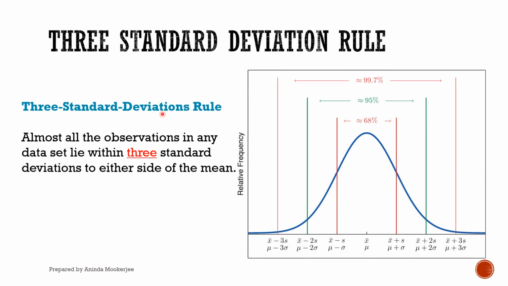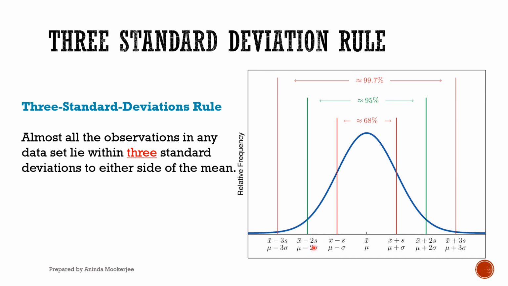We'll now talk about a special rule called the 3 standard deviation rule. And this tells us about the distribution of data, the proportion, the percentage of distribution of data along the curve. All right, so let's go through this. The 3 standard deviations rule tells us that almost all the observations in any data set lie within 3 standard deviations to either side of the mean.